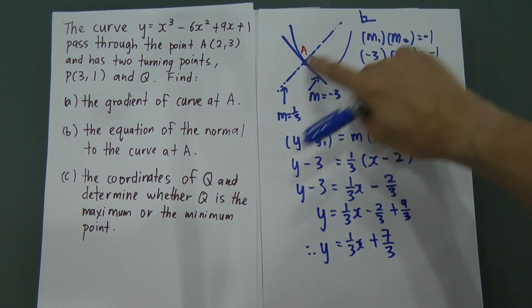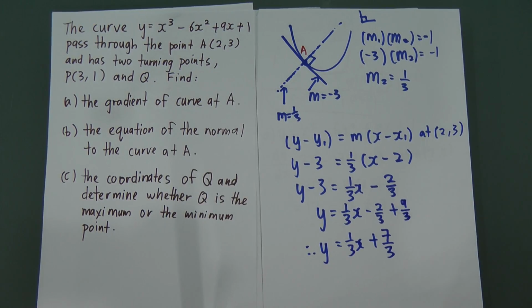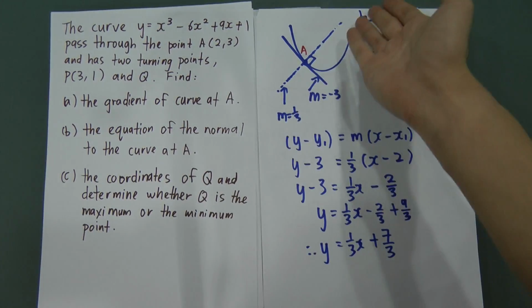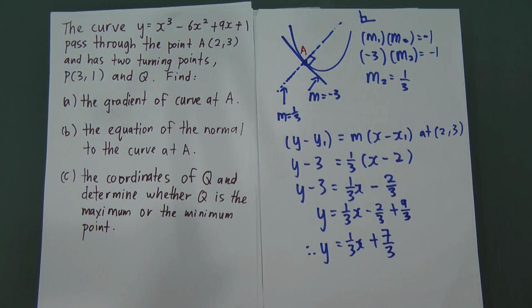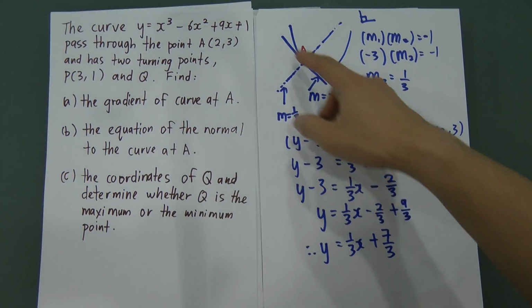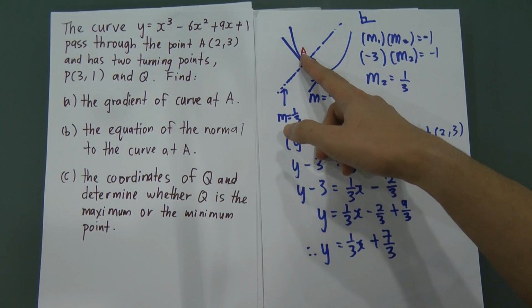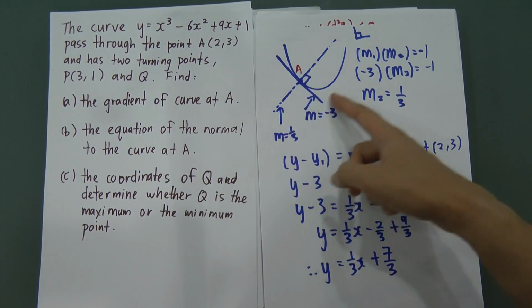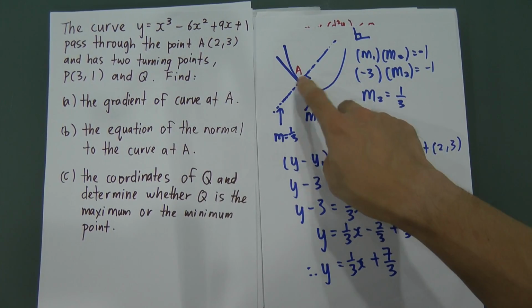This one we call the equation of the normal. When you see equation of the normal, it will always mean it's perpendicular to the equation of the tangent. So how do we find the equation of the tangent? The equation of the tangent will have the same gradient as the curve at this point, because in one curve we have a lot of different gradients.